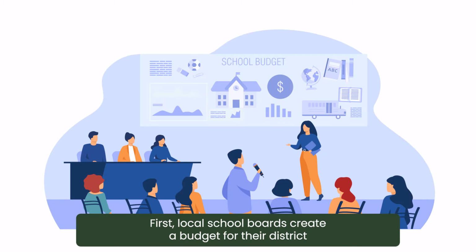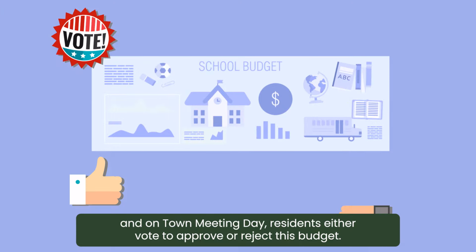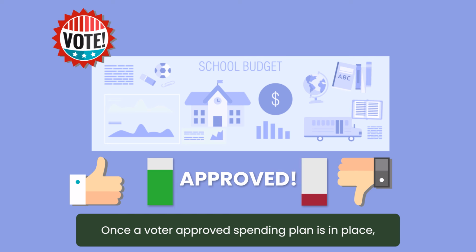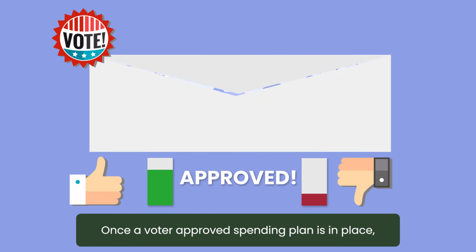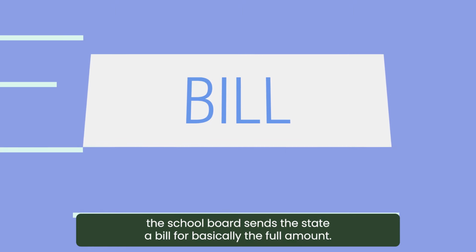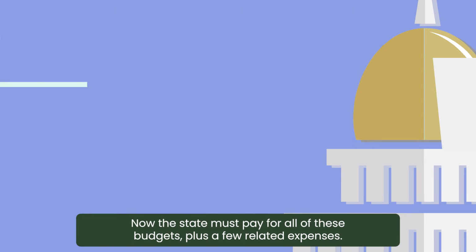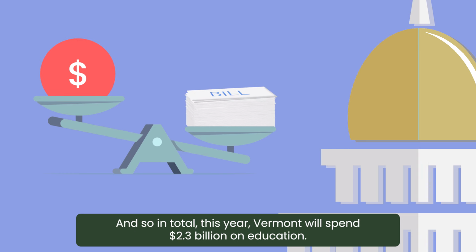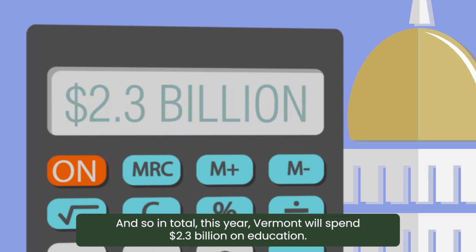First, local school boards create a budget for their district. And on town meeting day, residents either vote to approve or reject this budget. Once a voter-approved spending plan is in place, the school board sends the state a bill for basically the full amount. Now, the state must pay for all of these budgets, plus a few related expenses. And so in total this year, Vermont will spend $2.3 billion on education.